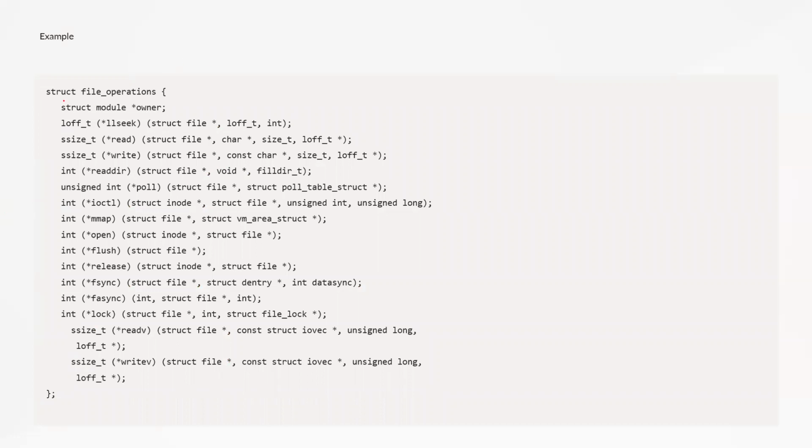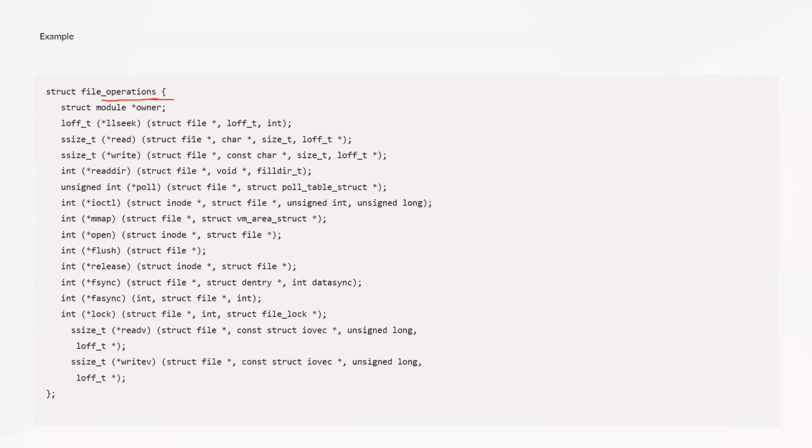So let's go ahead. What is this, guys? This is the file operations structure. Generally, we use this structure when we implement a device driver. Here, all this behavior of the file operations has been implemented using file function pointers.